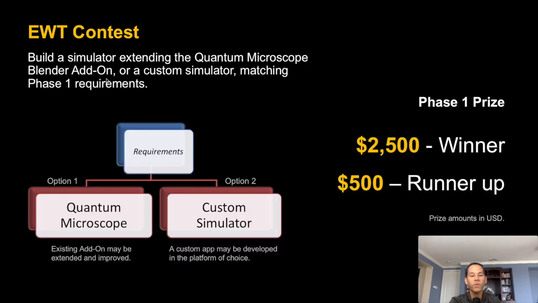And in the last video, I also introduced the EWT Contest, where each phase will have prizes awarded to one winner and one runner-up. For phase 1, it's $2,500 and $500 US respectively. Now there are two possible paths to take to enter a submission for the contest. A developer may choose to extend the existing quantum microscope for Blender, or build something new. Either way, they have to meet the project requirements, which will be introduced later in this video. But first, I'm going to do a demo of the current functionality that exists for the Blender add-on, which is helpful for developers choosing either of these paths.